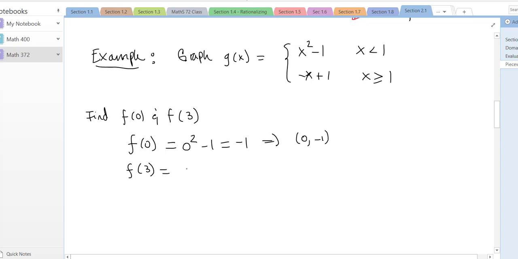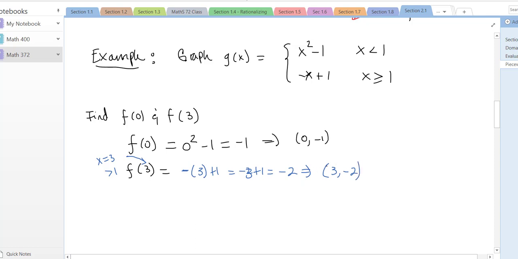f of 3 will be, 3 is a number that is greater than 1, right? I have to go back to my pieces. The pieces are put together at 1. So whenever I pick my x, I have to ask myself, okay, is my x less than 1 or greater than 1? Because that dictates which piece we're going to use. So because x is 3, which is greater than 1, we're going to use the bottom piece. So this is going to be negative x plus 1, so -3 plus 1, which is -2, which gives us the point 3, -2.